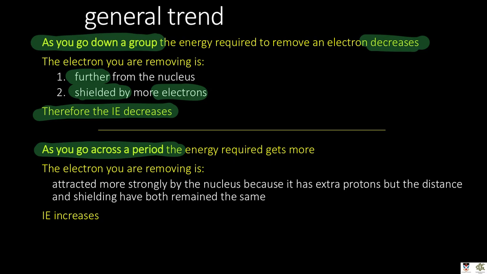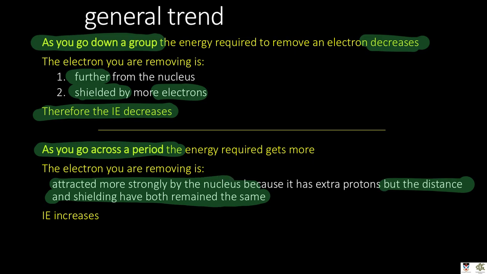As we go across the period from left to right on the periodic table, we remove electrons from the same energy shell, so the distance and the amount of shielding will be the same for the electrons within that shell. But as we go across from left to right, there is an increase in atomic number, therefore an increase in the number of protons. With an increased number of protons, there will be a greater positive charge, and therefore the outer electrons will be attracted more strongly by the nucleus. So those are the two general trends: what happens as we go down the group, and what happens as we go across the period.